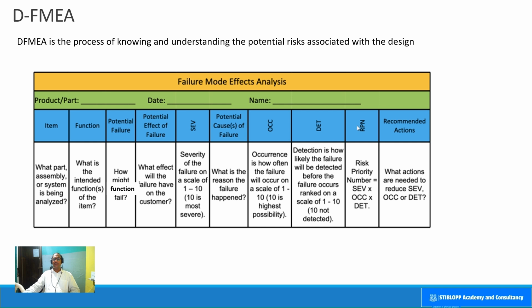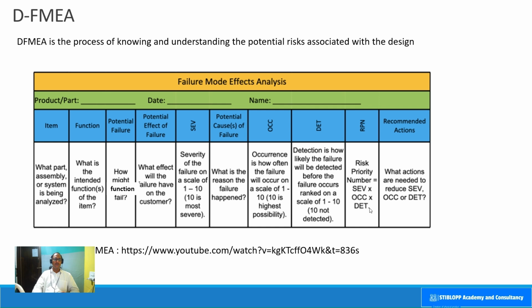And RPN is the risk priority number, which is a multiplication of the severity, occurrence, and the detection. The risk priority number is calculated for each item and for each potential cause of the failure. Whichever potential cause of the failure gets the highest rating is addressed first. Next is the recommended actions. The recommended actions are the actions needed to reduce the severity, occurrence, or the detection.